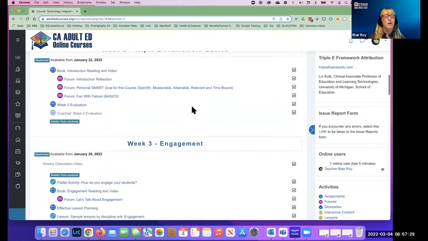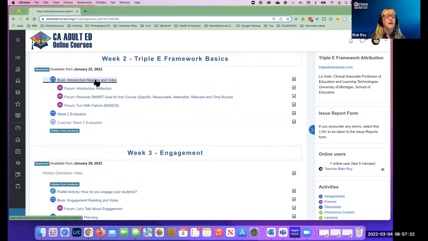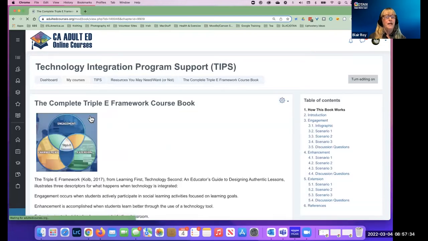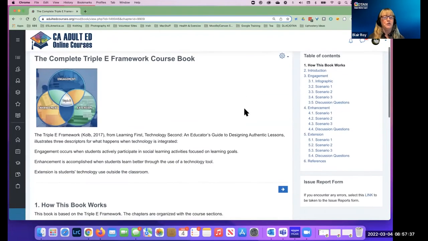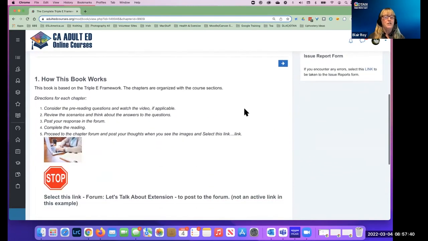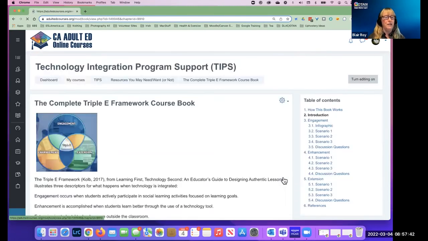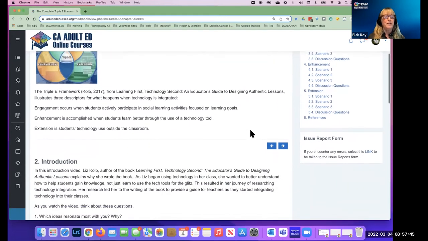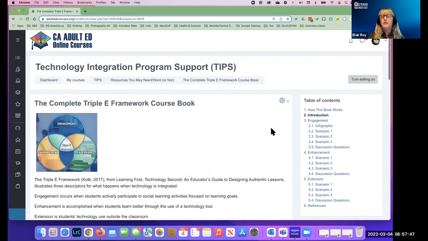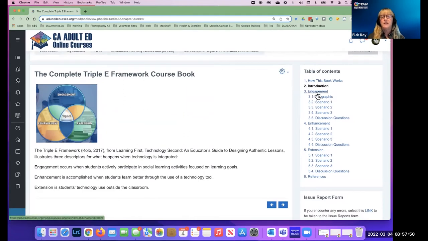In week two, we go into the basics. We introduced a book component. What this did was allow the students to go through within the course and read everything they needed to read about the EEE framework. If we look over here at the table of contents, we have a section for engagement. We have information that they read, and then we presented scenarios where they could think about the different situations with engagement and with enhancement and extension.